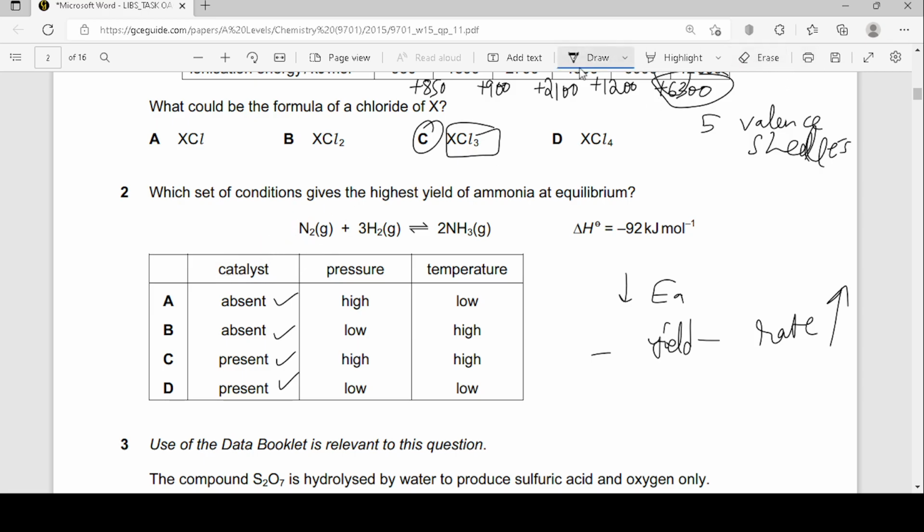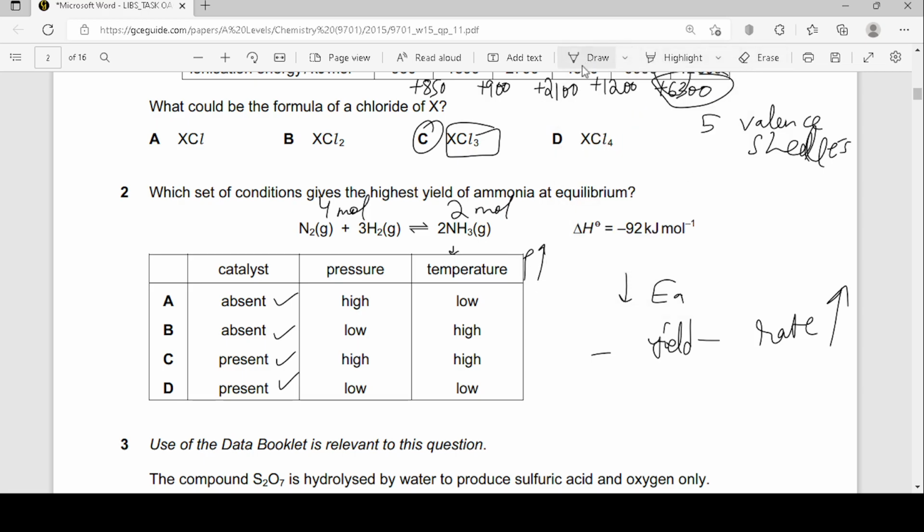Then if I look at pressure, well, on both the left hand side and right hand side, I just have gases, so I can compare the moles of the gases. So I have 4 moles of gases on this side, 3 plus 1 is 4, and then I have 2 moles of gases on this side, right? So what does that mean? If I want to shift my equilibrium to the right hand side, what should I do? Well, since the right hand side has fewer moles, I should increase the pressure, right?